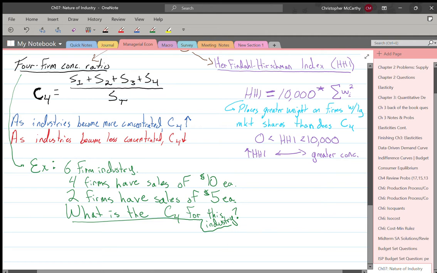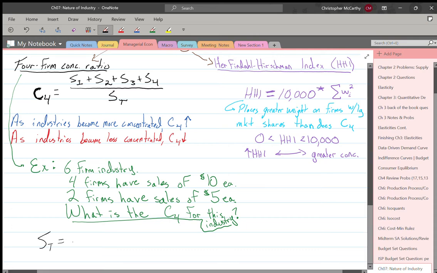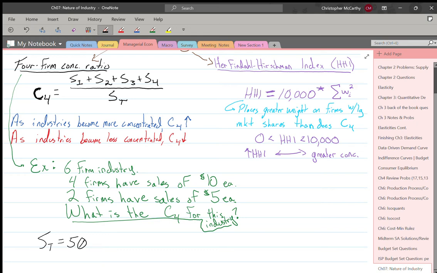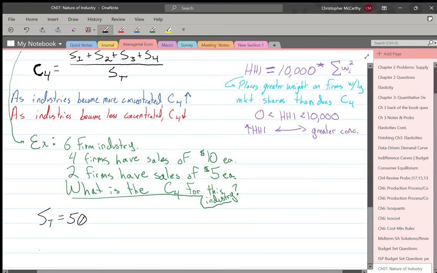All right, so let's go ahead and do this together. What are our total industry sales? What's ST? Very good. Did we all get 50 for ST, the sales for the total industry? Okay, so we'll go ahead and solve that. Total industry sales is going to be equal to the sales of the first firm plus the sales of the second firm plus the sales of the third firm plus the sales of the fourth firm plus the sales of the fifth firm plus the sales of the sixth firm.